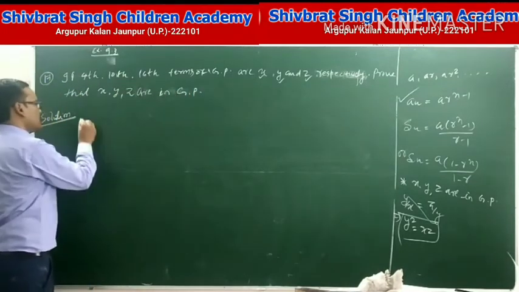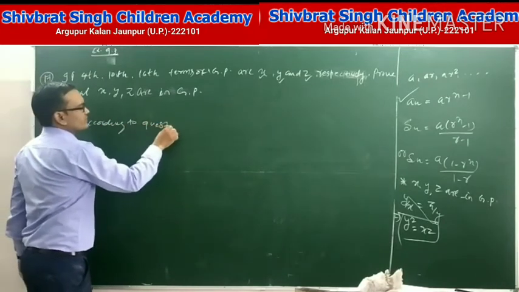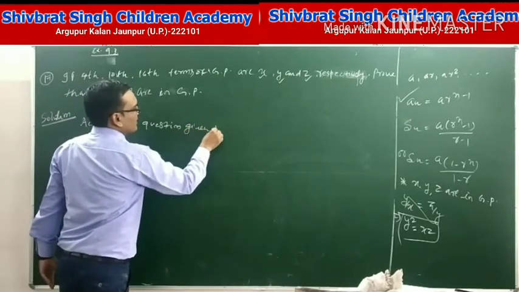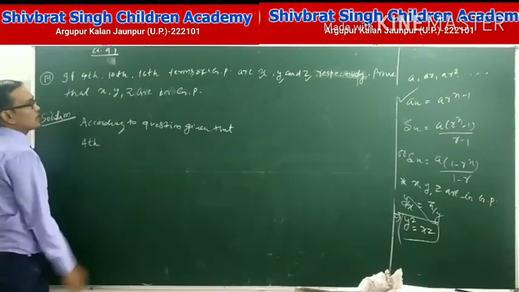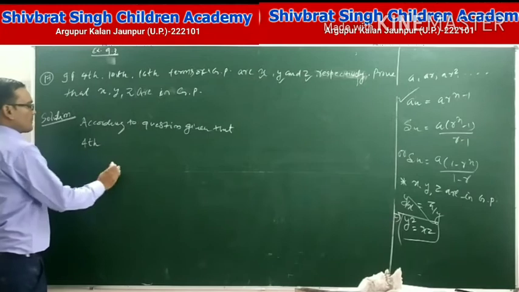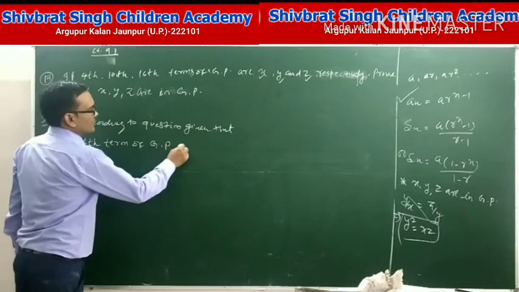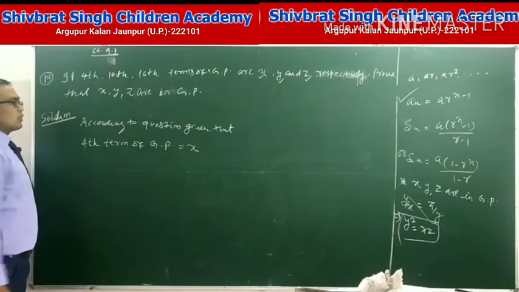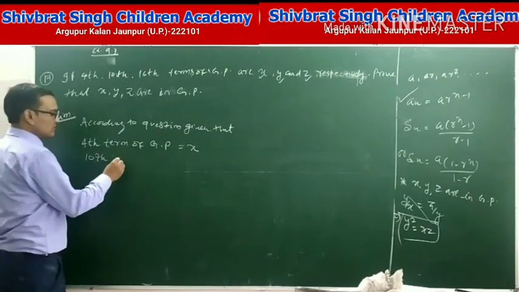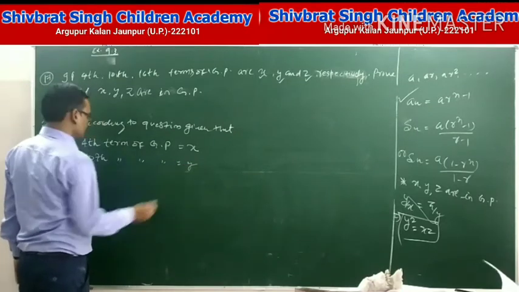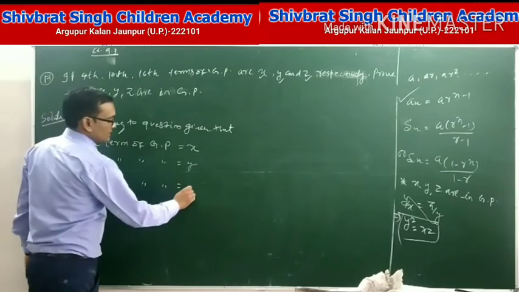According to the question, given that the fourth term of the GP is x, the 10th term of the GP is y, and the 16th term of the GP is z.